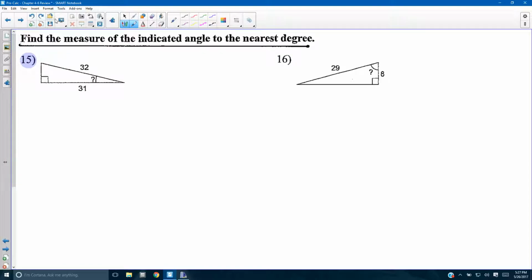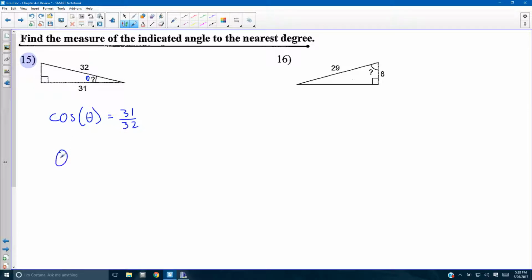Let's move on. Number 15, find the measure of the indicated angle to the nearest degree. I assume it's the question mark here, so let's call it theta instead. Let's use a variable we like. So find the measure of the angle. It's kind of the same as the last set that we had with triangles ABC, where C was the right angle. I'm going to take the cosine of theta here, because I know the adjacent, I know the hypotenuse. We haven't run into tangent yet.